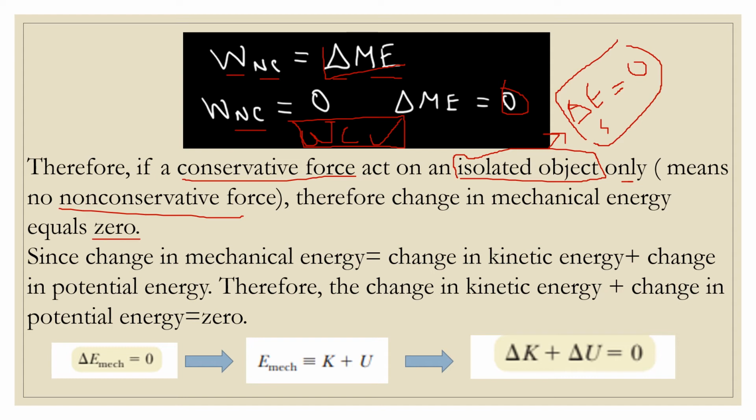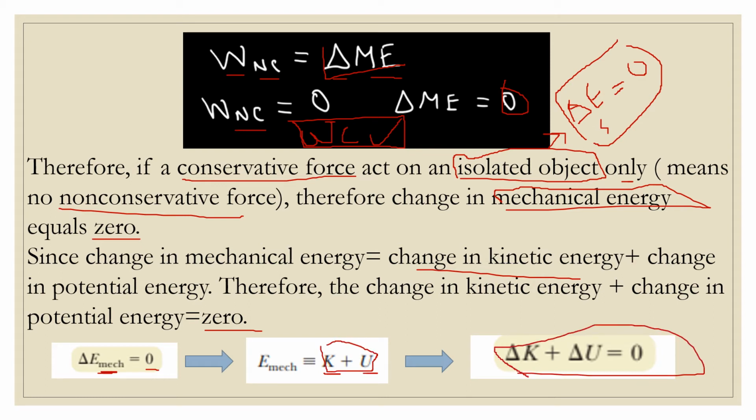So instead I said for an isolated object, the change in energy of the system is equal to 0. No, but I said change in mechanical energy, so I specified mechanical energy. And as we know, mechanical energy is kinetic energy plus potential energy, therefore the change in kinetic energy plus the change in potential energy is equal to 0 too. As you can see here, the change in mechanical energy is equal to 0, and mechanical energy is equal to kinetic energy plus the potential energy. Therefore, since this is equal to 0, then this also is equal to 0.